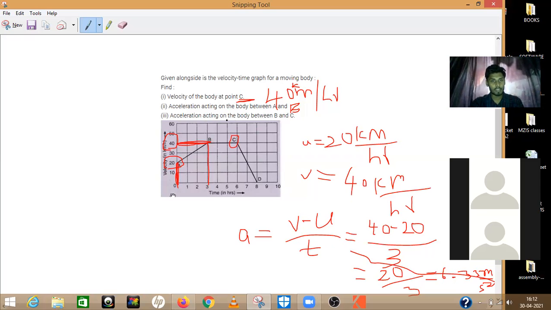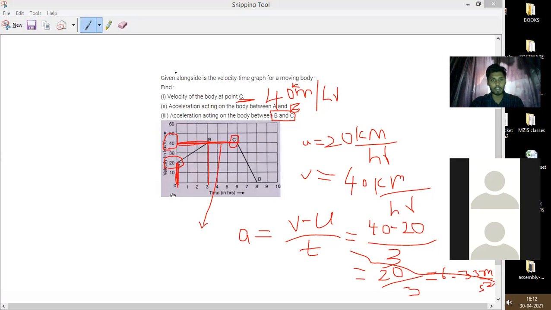Now, the acceleration acting from B to C. Who will answer? A to B, I have told you. From B to C, you will observe there is no change in speed. Yesterday also I told you, here it is a constant speed. If it is constant speed, what will happen? 0, sir. 0. That is what I want.